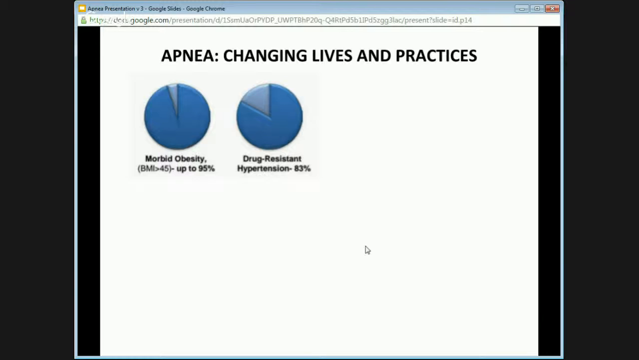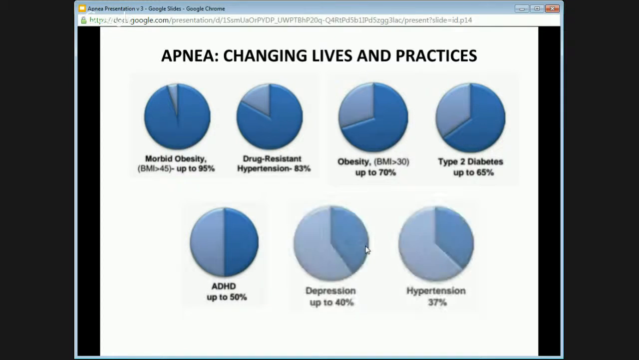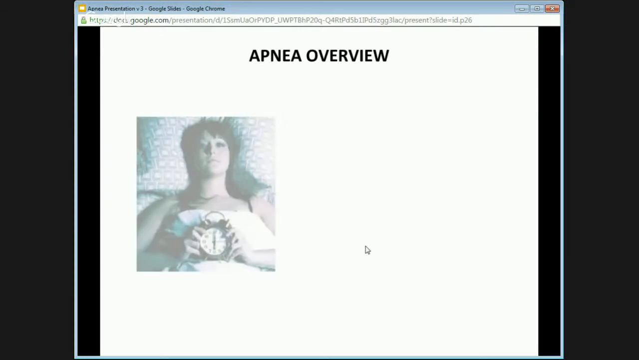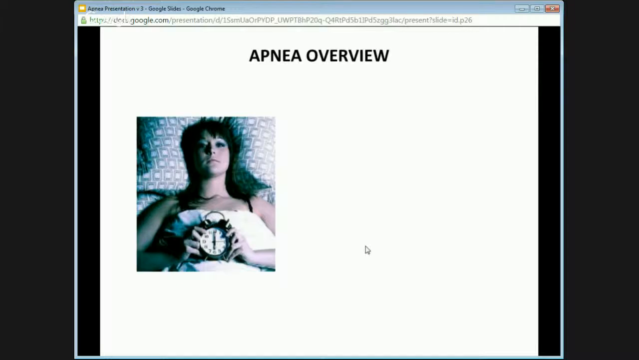So here are things that we notice. I put these on here. I want you to be able to grab hold of them and say, okay, I see patients like this. If you're morbidly obese, 95% of the time you have sleep apnea. If you have hypertension, diabetes, high anxiety, depression, ADD, ADHD, those things all put you at risk for sleep apnea in a huge amount of ways. This is your typical patient here.